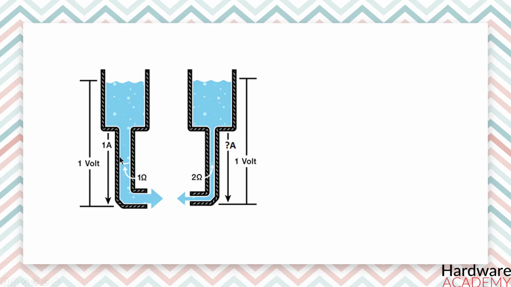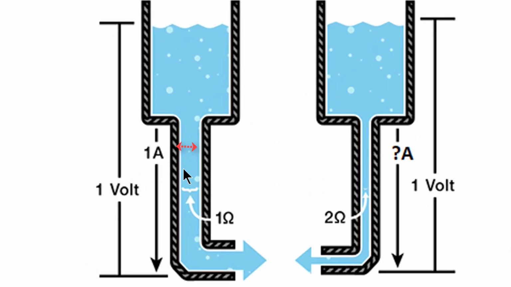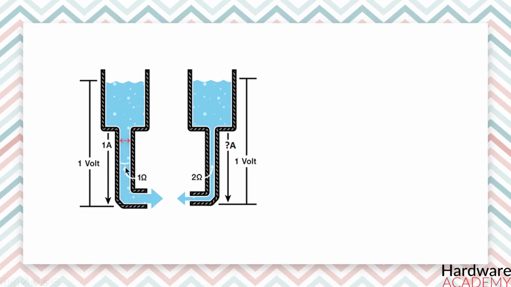Now let's say this represents our tank with a wide hose. The amount of water in the tank is defined as 1 volt, and the narrowness, in other words the resistance to flow of the hose, is defined as 1 ohm. Now using Ohm's law, this gives us a flow of current of 1 ampere. Using this analogy, let's now look at the tank with the narrow hose.